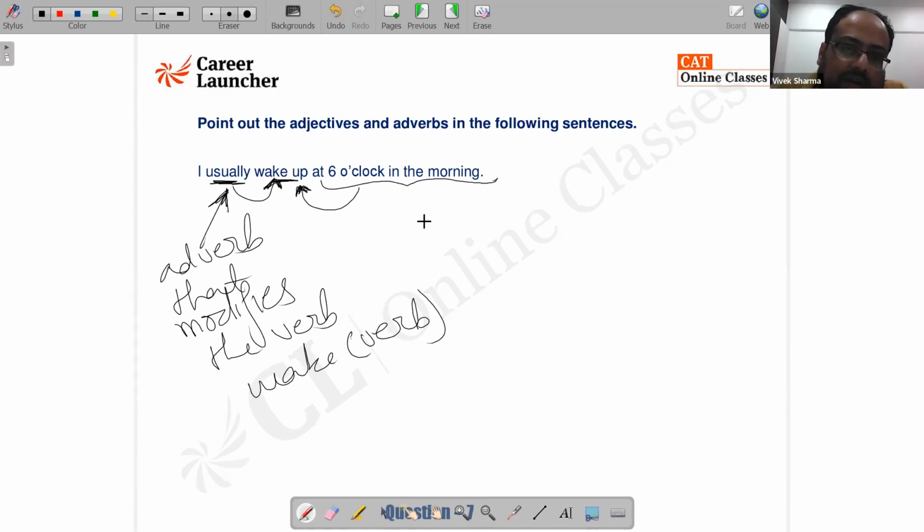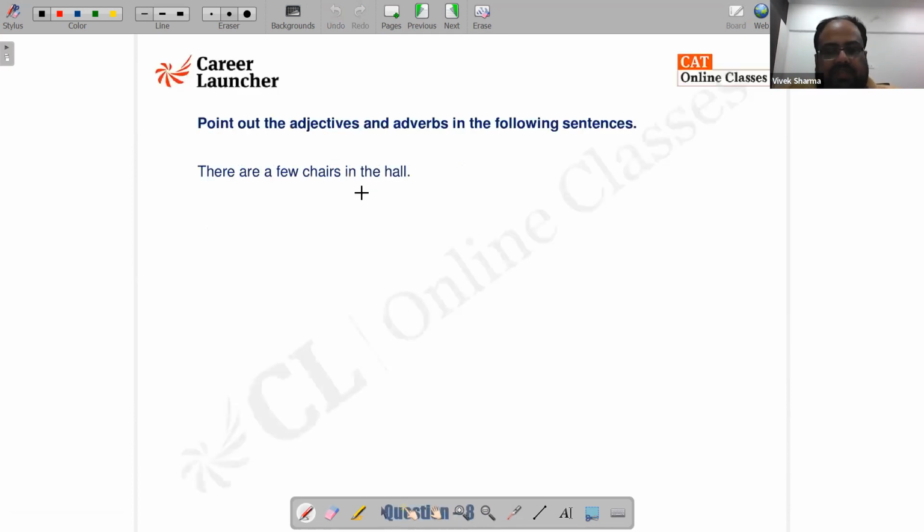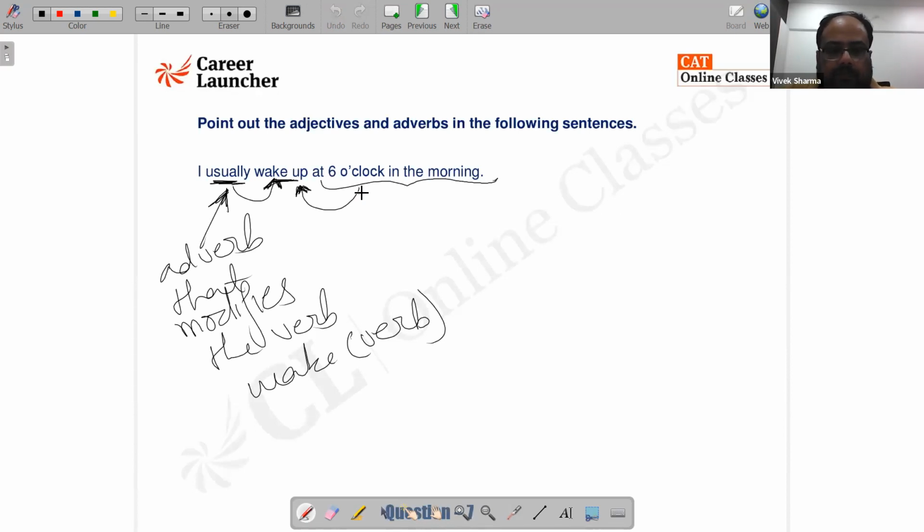But I can also consider what comes after wake up to be the modifier, because it modifies when I wake up: at 6 o'clock in the morning. So this portion together also kind of modifies wake up. But the single word modifier here was usually, which is an adverb that modifies the verb wake. Otherwise, yes, to a certain extent, even at 6 o'clock in the morning modifies wake. Okay. Next question. Try this question, please.